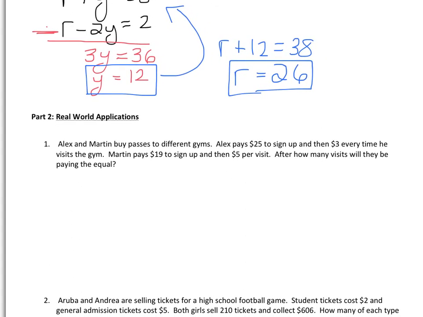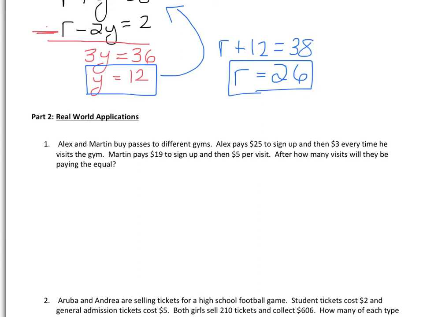So, Alex and Martin buy passes to different gyms. Alex pays $25 to sign up, and then $3 every time he visits the gym. Martin pays $19 to sign up, and then $5 per visit. So how many visits will they be paying equal? This really isn't a system. It's really just setting up 2 equations, one for Alex and one for Martin.